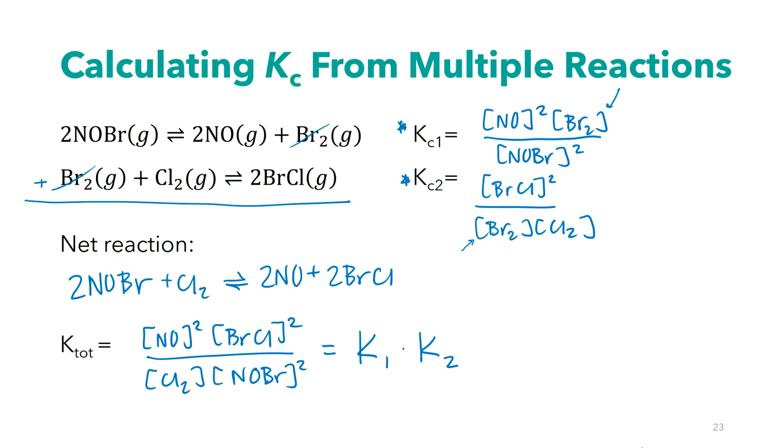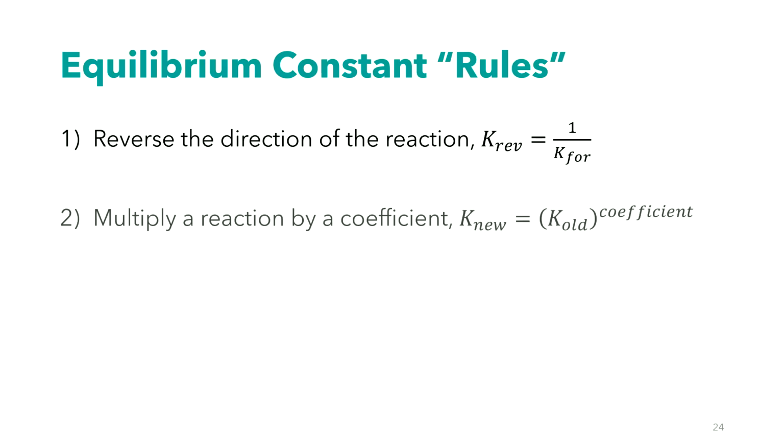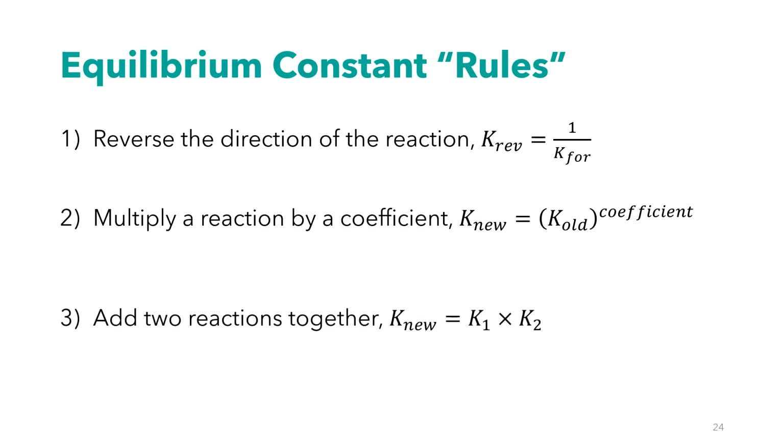Yes? Okay, you've got 3 rules. We just did them. Our first rule: reverse the direction of the reaction, take the reciprocal of the equilibrium constant. Multiply through by a coefficient: my new K is the old K raised to that coefficient. Add 2 reactions together, and my new K is the product of those Ks of each step.